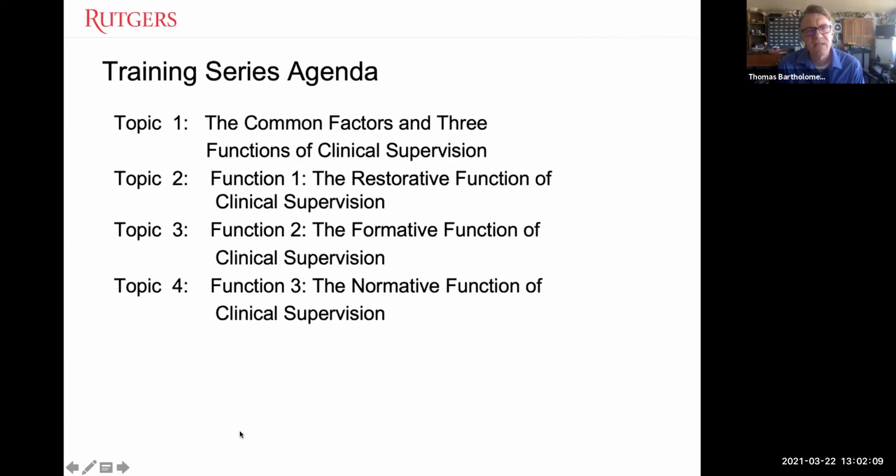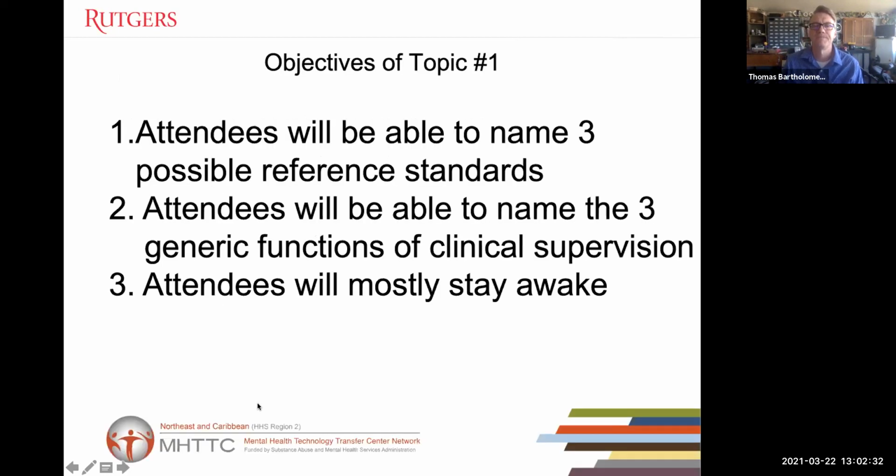So this training series, in essence, we're going to do topics 1 and 2 today, and then next week at the same time on Monday, we're going to do topics 3 and 4. They are usually presented separately, but they don't have to be, of course. So there'll be a little overlap and a little redundancy, but I don't think it'll hurt you.